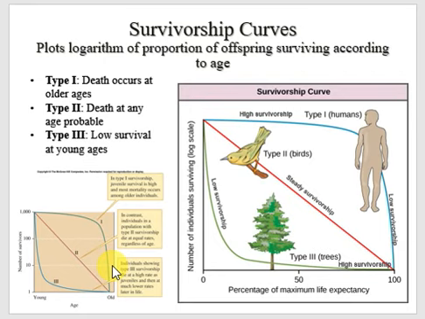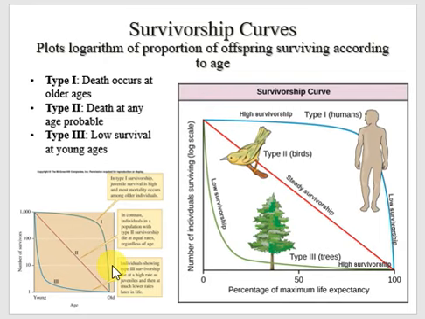Now, when we talk about survivorship, what does that word mean? Well, survivorship refers to the proportion of individuals produced that survive on average to a particular age. So in general, survivorship curves are used to show the distribution of individuals in a population according to age. Now, there are 3 types of curves: type 1, type 2, type 3. Not very creative, but very easy to remember.